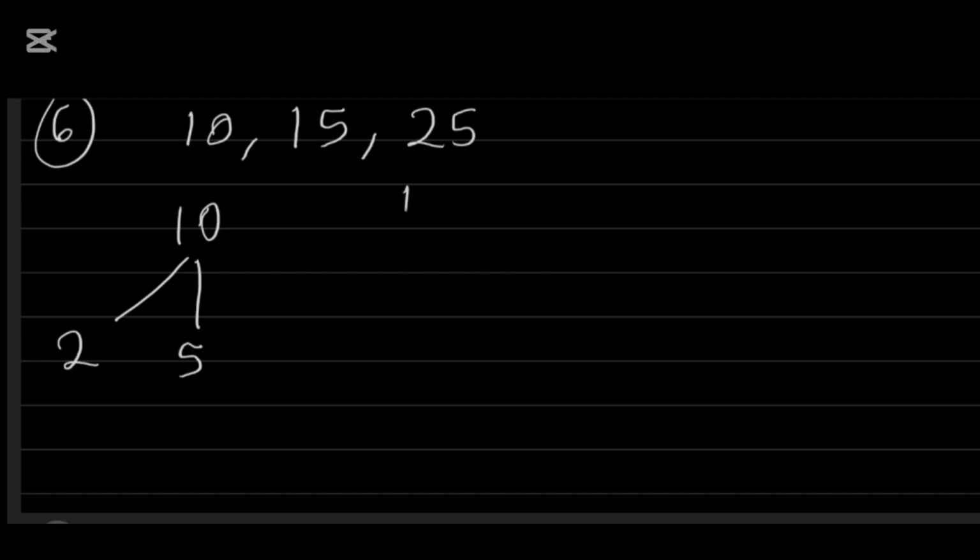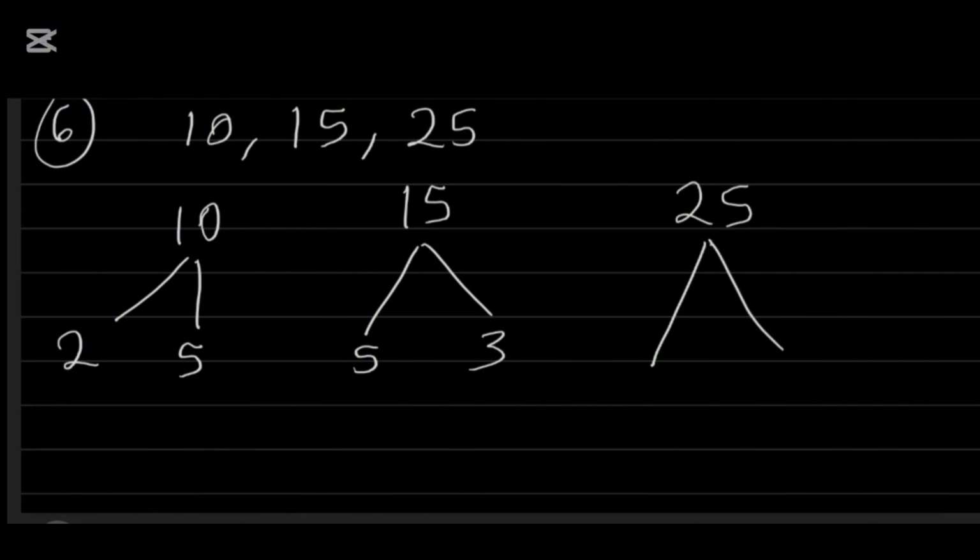Now going to 15. 15, it is 5 and 3. And then we know that there is number 25 also, whose factors in terms of prime numbers are 5 and 5. 5 times 5 is 25. 5 times 3 is 15. 2 times 5 is 10.